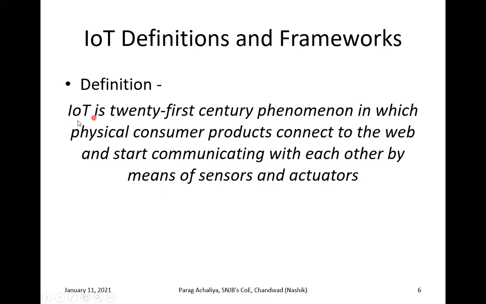So one of the definitions is that IoT is a 21st century phenomenon. The very first thing in this definition is that IoT is a 21st century phenomenon. What is there in this phenomenon? In which physical consumer products connect to the web. So what is happening in this? In case of IoT, all your physical products will be connected to the web. Physical product means what? The product that can be seen with your eyes or that can be touched.